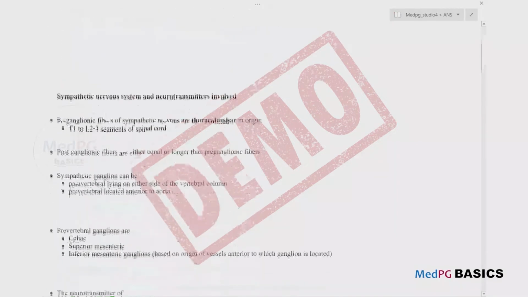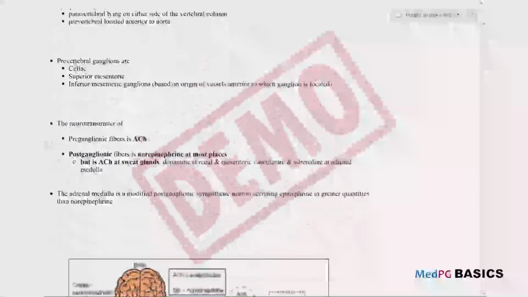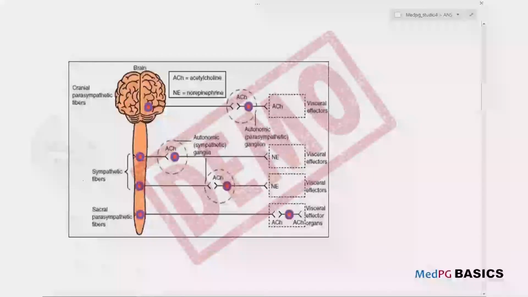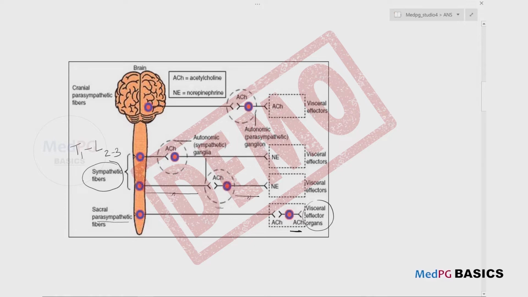So now, next coming to the anatomy and the neurotransmitters involved. We'll study with the help of this diagram. You can see here the sympathetic fibers originate from the thoracolumbar area, that is from T1 to L2, L3 levels. They have a preganglionic fiber and a postganglionic fiber. For the sympathetic fibers, the preganglionic and postganglionic are almost equal, whereas in parasympathetic fibers, the postganglionic fibers are very short. They are located very close to the effector organs. So that is one difference between sympathetic and parasympathetic.